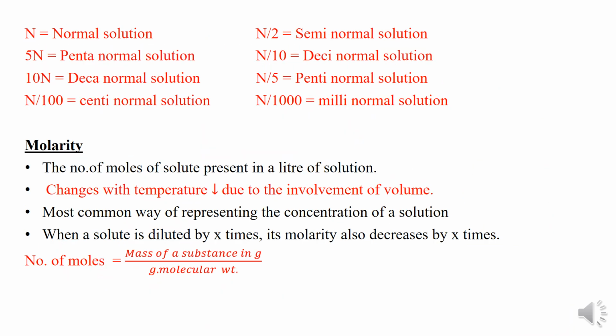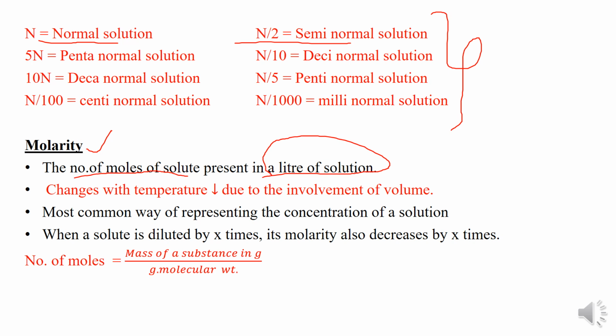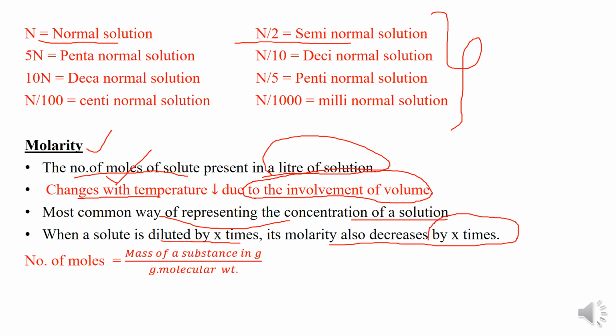Normal solution means if simply N is written, then it is a normal solution; N by 2 is a semi-normal solution. You have to remember this. Molarity is the number of moles of solute present in a liter of solution. One liter of solution contains how many moles of solute, which denotes the molarity. Molarity involves volume, so it decreases with increase in temperature. It is the most common way of representing the concentration of a solution. And when a solution is diluted by x times, the molarity also decreases by x times. We will discuss this type of topic later on.